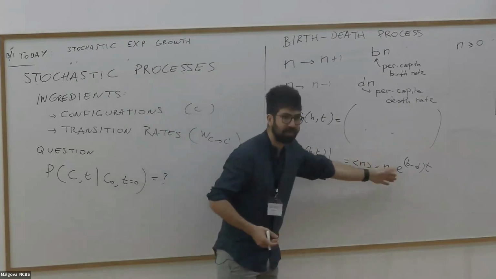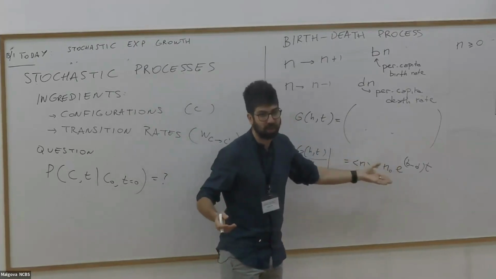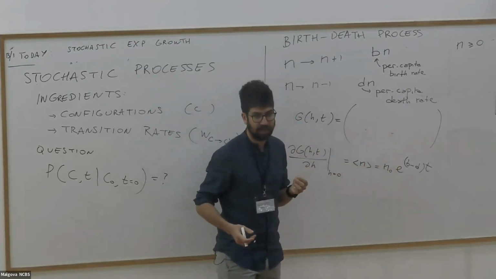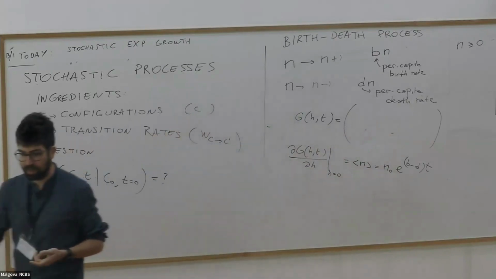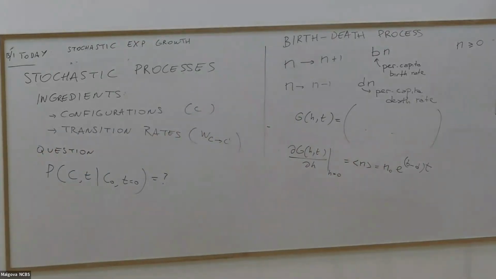So you say, okay, all this business to get what we already knew. What is this solution? It is exponential growth, exactly the equation that Danny wrote, with a growth rate equal to the difference of the birth and the death rate.